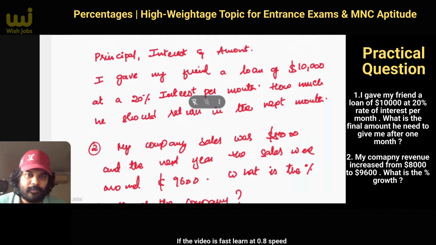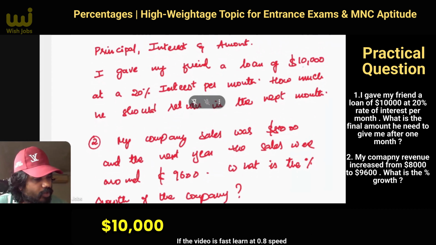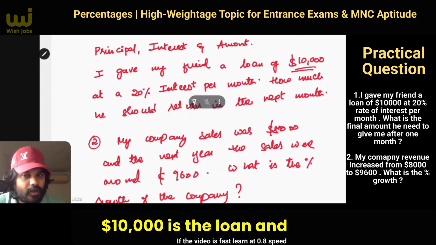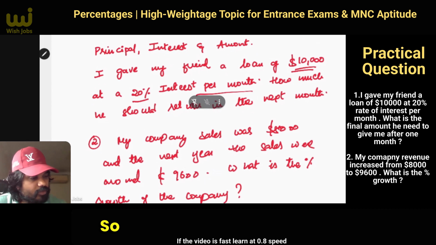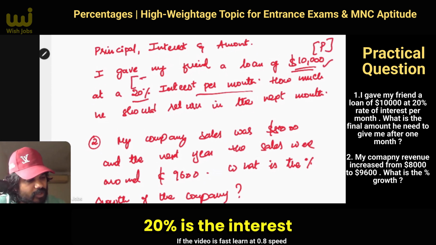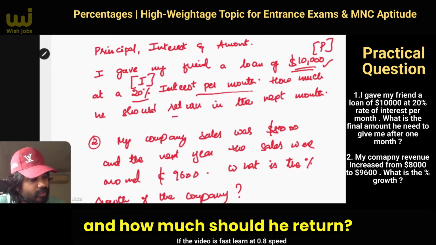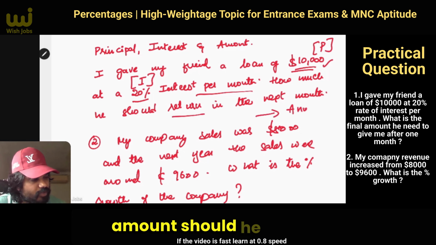So the first question: principal, interest, and amount. $10,000 is the loan, and there is a 20% interest per month. So the 10,000 is the principal, 20% is the interest, and how much amount should he return?